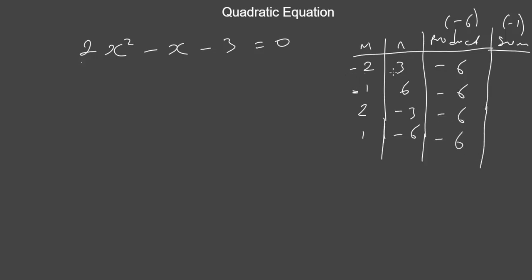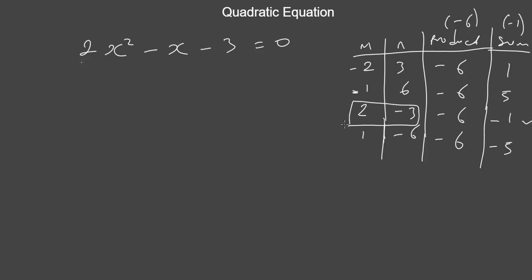Now let's add them up. If you add minus 2 plus 3, that will give you plus 1. Minus 1 plus 6 will give you 5. 2 minus 3 will give you minus 1. Then this will give you minus 5. So which of them is correct? This one, because this is the one that gives what we want, which is minus 1. So these are the two numbers we're interested in.